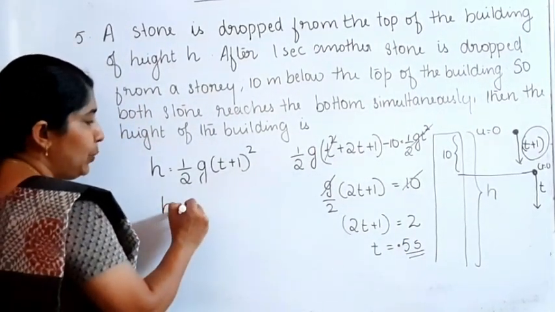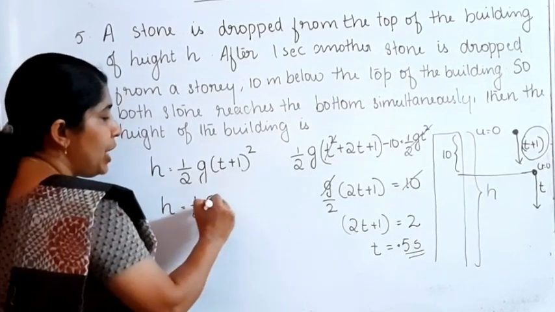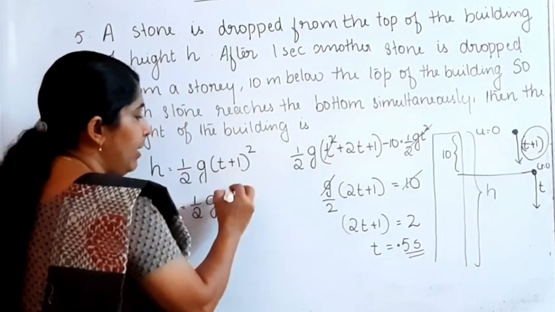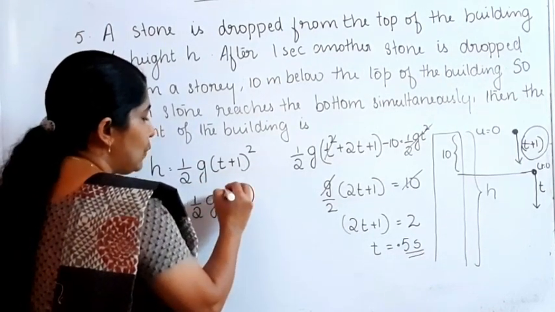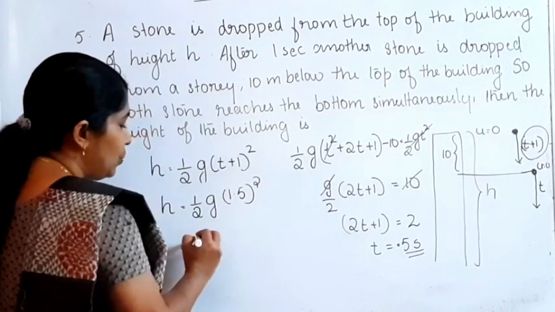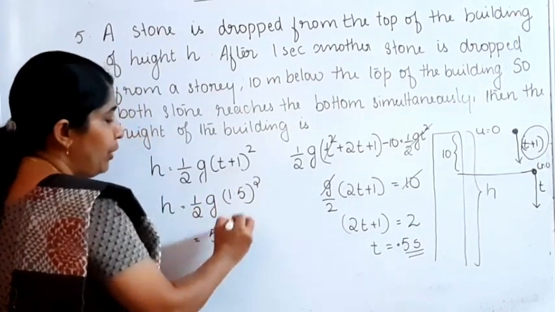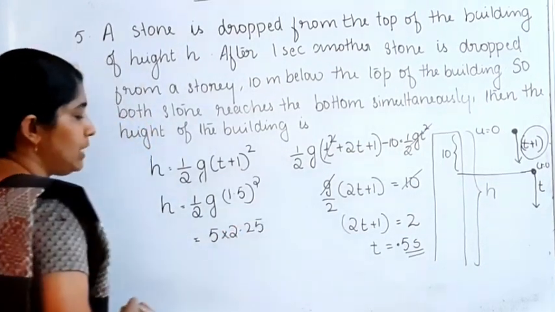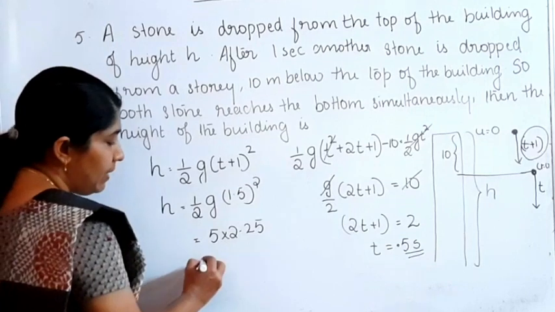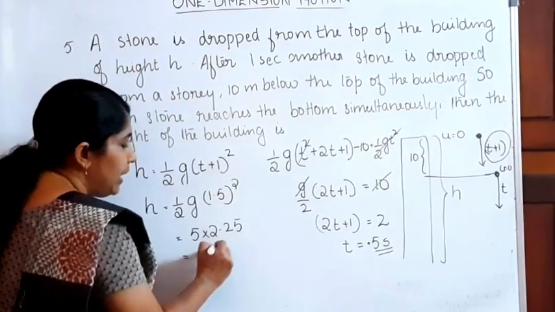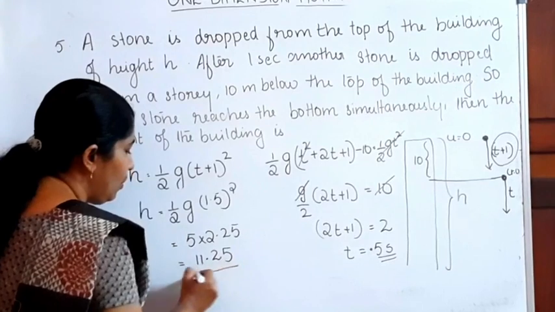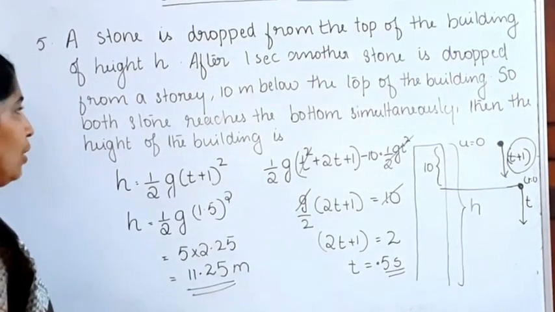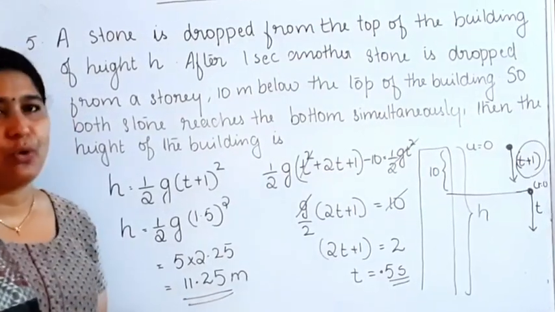Then h is equal to half into g into (t plus 1) the whole square. T plus 1 is equal to 1.5. 1.5 the whole square, that is equal to 5 into 1.5 squared, which is 2.25. This becomes equal to 11.25. 11.25 meter is the height of the tower from which the first stone is dropped.